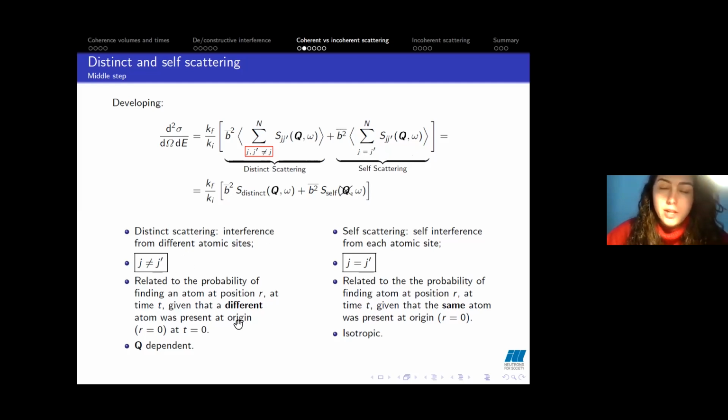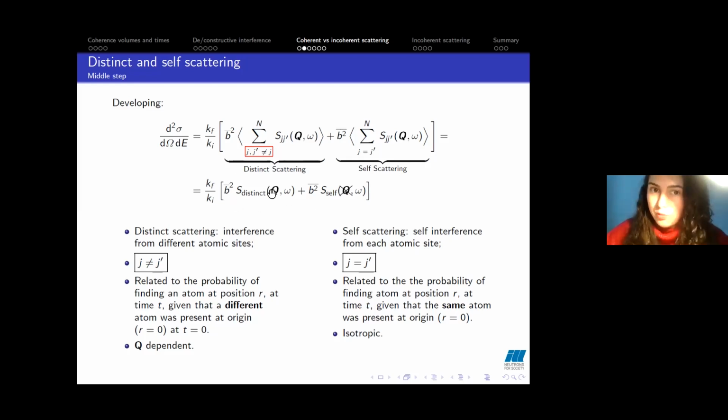Well, this is a definition that is a little bit more theoretical, I'd say. This, of course, is because cross sections are related to probabilities. This expresses the probability of finding an atom at a position when another atom is at a specific place and time at the origin. While this one relates to the probability of finding an atom when that same atom was at the origin at time zero. Something that I want to point out is also that this is Q dependent, while this dependence in Q is lost when you actually develop the formula. You see that this doesn't depend on the angle. So this part of the signal will be isotropic.